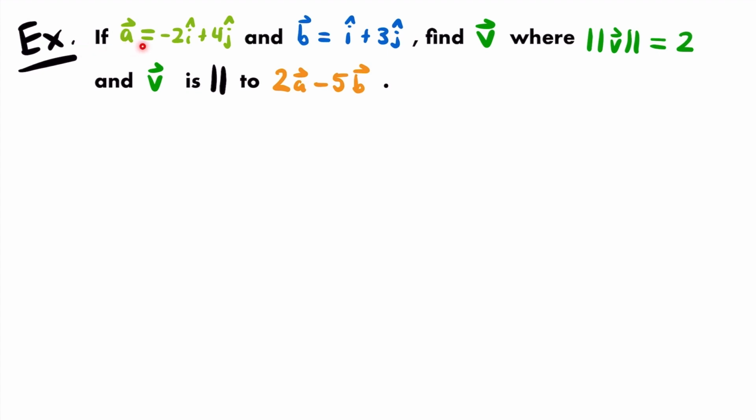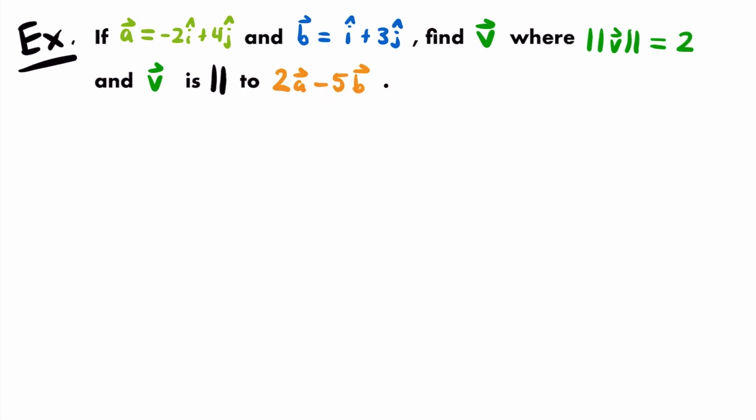If vector A is equal to -2i plus 4j, and vector B is equal to i plus 3j, find vector v, where the magnitude of vector v is equal to 2, and where vector v is parallel to the following vector, 2 times vector A minus 5 times vector B.